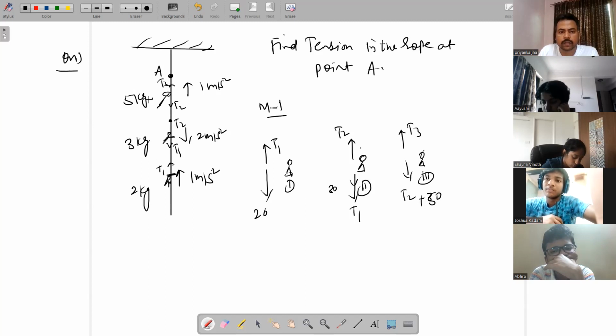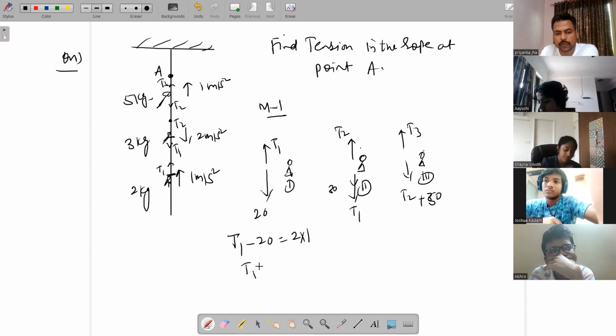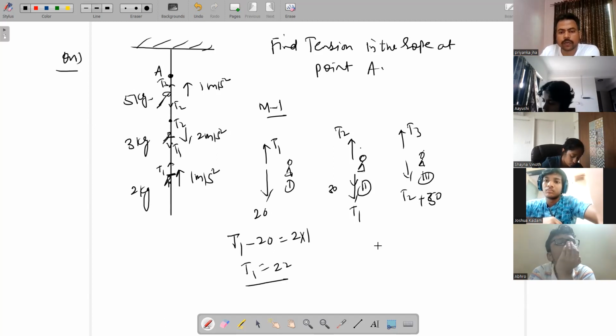T3 will be different. And now you have to apply Newton's second law. See, this monkey is going up, so net force should be in the upward direction. T1 minus 20 equals mass into acceleration. So T1 we have as 22 Newton.